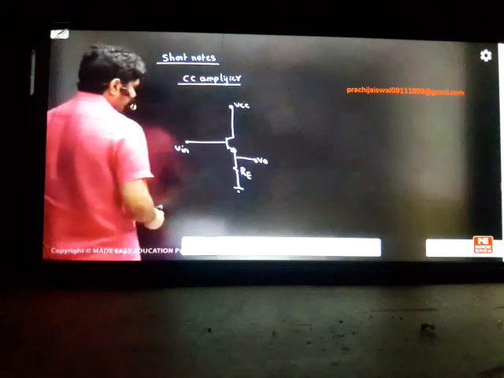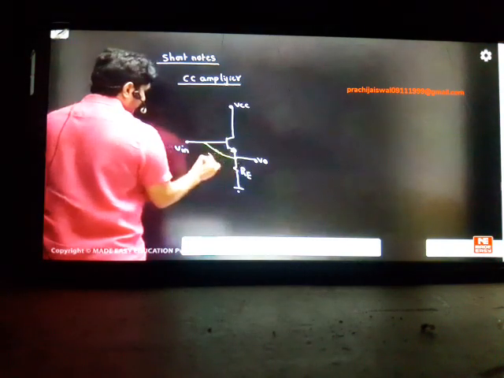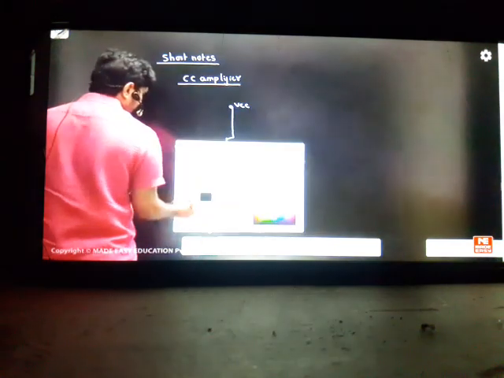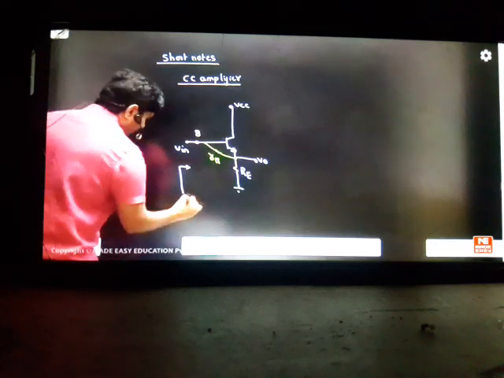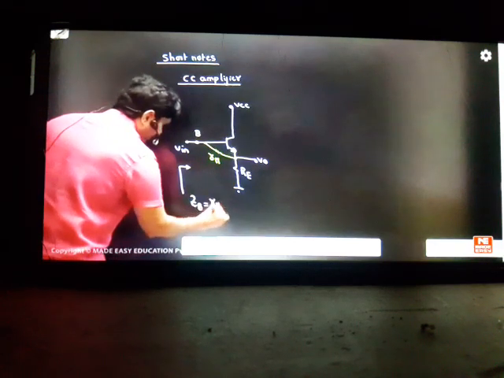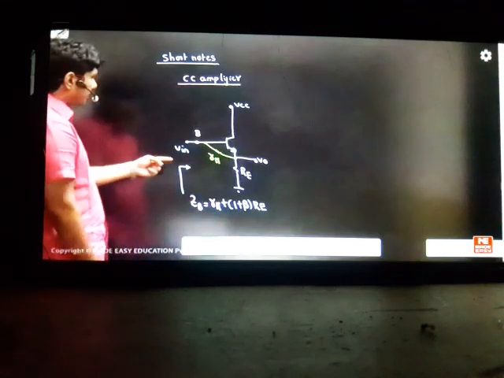How to recollect the analysis, try to see. From here to here, we'll have some R pi. If I ask you from the base, what is the input impedance, then your answer should be ZB, the input impedance, is equal to R pi plus 1 plus beta times RE. Straightforward, you must get the answer like this, seeing from the base.